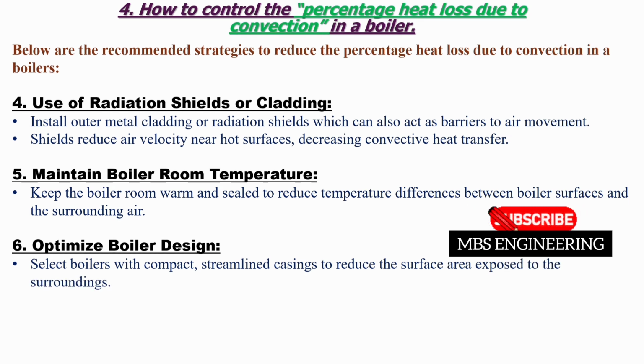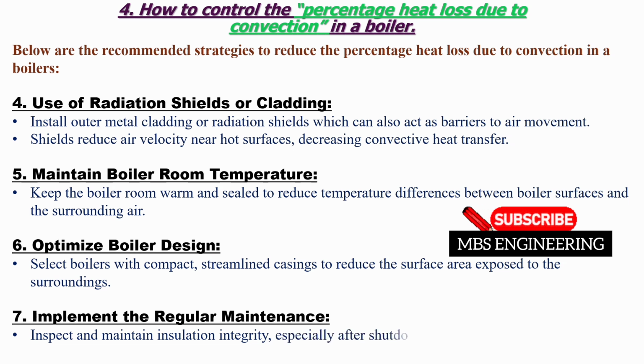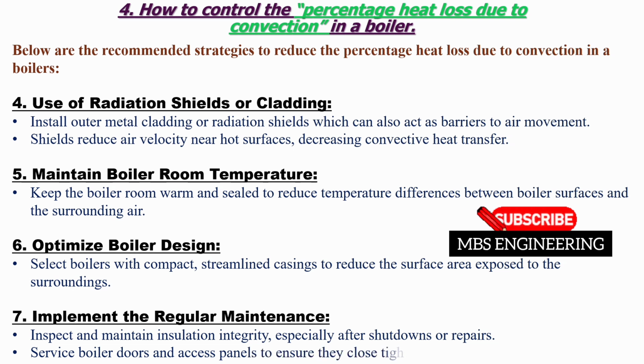The seventh recommendation to reduce the heat loss is to implement regular maintenance. Inspect and maintain insulation integrity, especially after shutdowns or repairs. Service boiler doors and access panels to ensure they close tightly and don't allow convection losses.